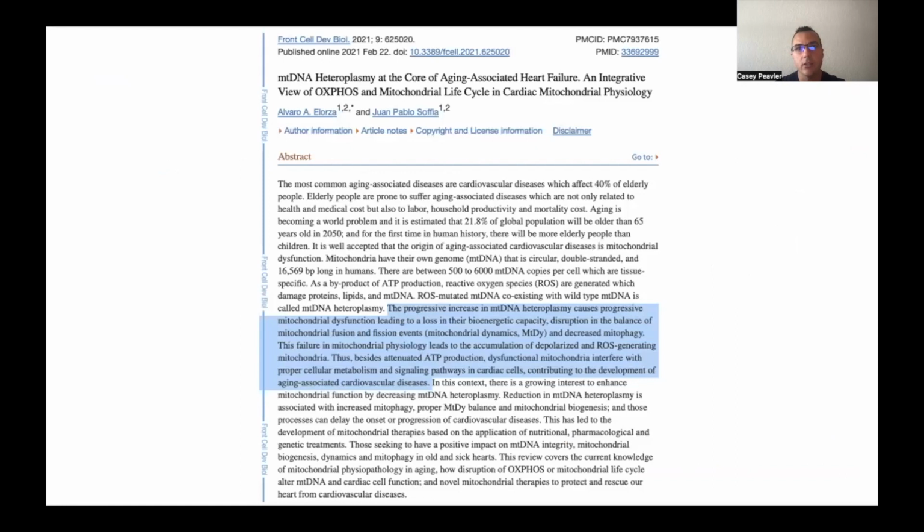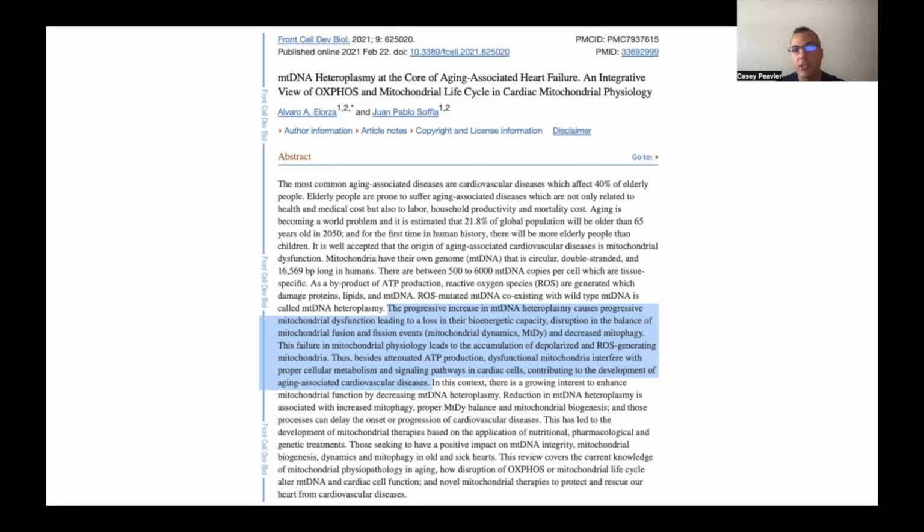So this next slide is basically saying very similar things. It's going to say that, okay, as a byproduct of ATP production, we know that there's going to be reactive oxygen species. That's just part of it. And we're going to talk about ROS, reactive oxygen species, or all types of oxidative stress, in later videos. But basically what we know is those ROS, excess ROS, will damage proteins, fats or lipids, and the mitochondrial DNA. And the ROS-mutated mitochondrial DNA coexisting with the wild type, or the normal mitochondrial DNA, is what we call mitochondrial DNA heteroplasmy. We've talked about that at length.